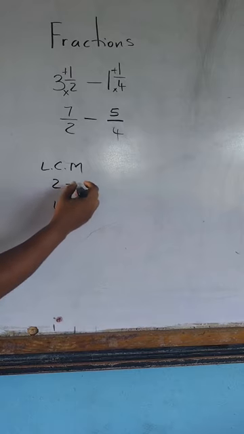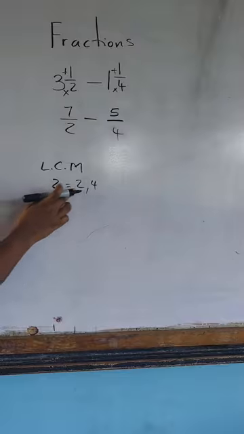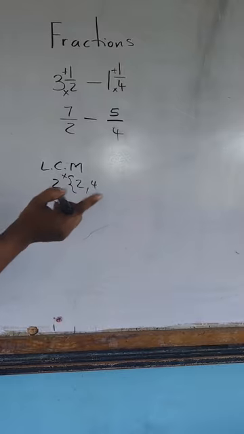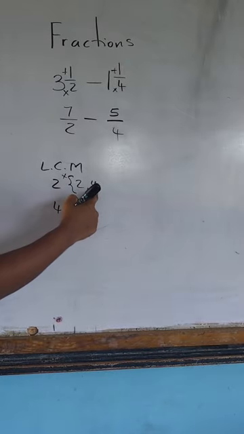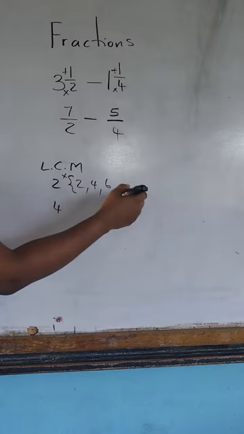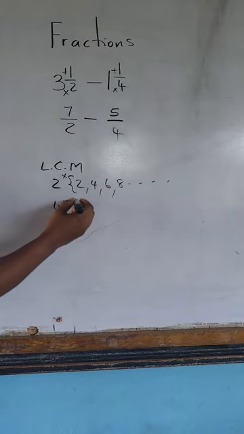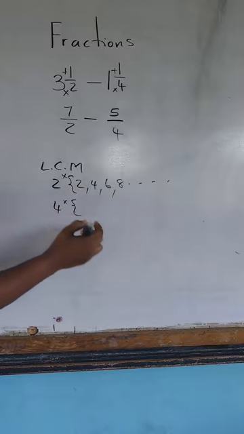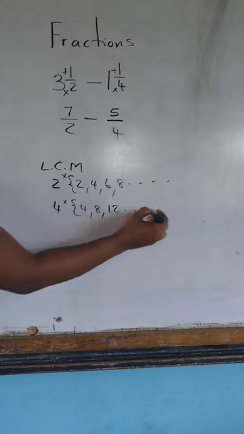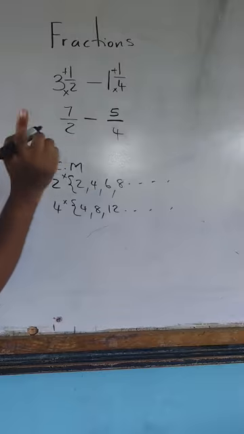If I look at my 2 times, I'm looking at the multiples of 2. So 2 times 1 is 2, 2 times 2 is 4, 2 times 3 is 6, 2 times 4 is 8, and it would go on and on. We look at our 4 times, and we're looking at multiples of 4. So 4 ones are 4, 4 twos are 8, 4 threes are 12. I'm going to stop here because I've already seen the first multiple that they have in common.